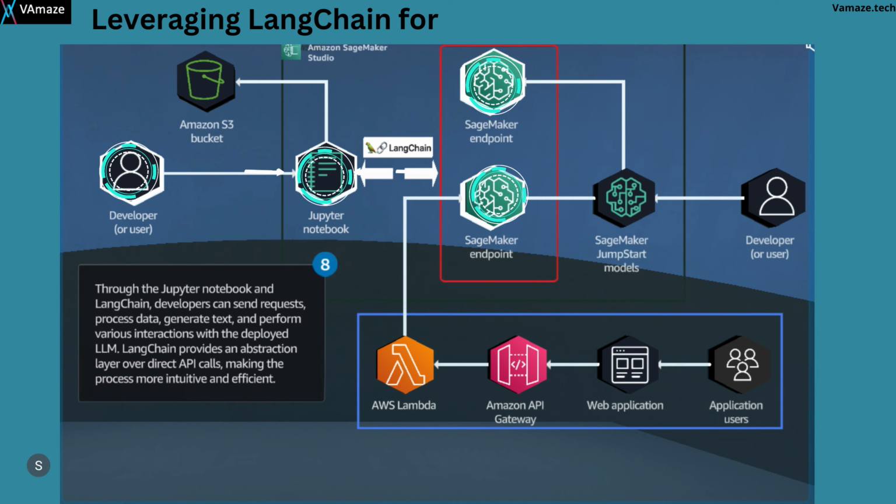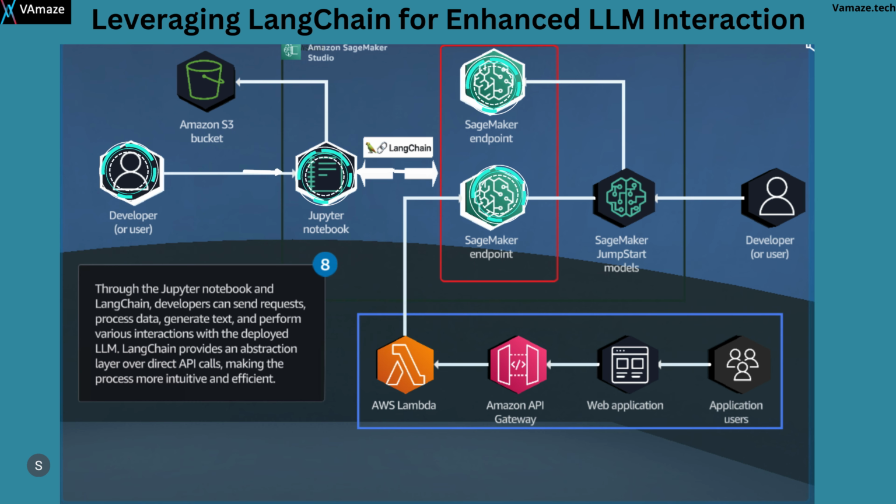This focuses on the LangChain component of the AI solution, leveraged for enhanced LLM interaction. So let's discover how LangChain streamlines your interaction with the deployed LLMs. LangChain provides an abstraction layer over direct API calls, making the process more intuitive and efficient. Through the Jupyter Notebook and LangChain, developers can seamlessly send requests, process data, generate text, and perform various interactions with the deployed LLM. LangChain handles the complexity of API calls, allowing you to focus on your application logic.